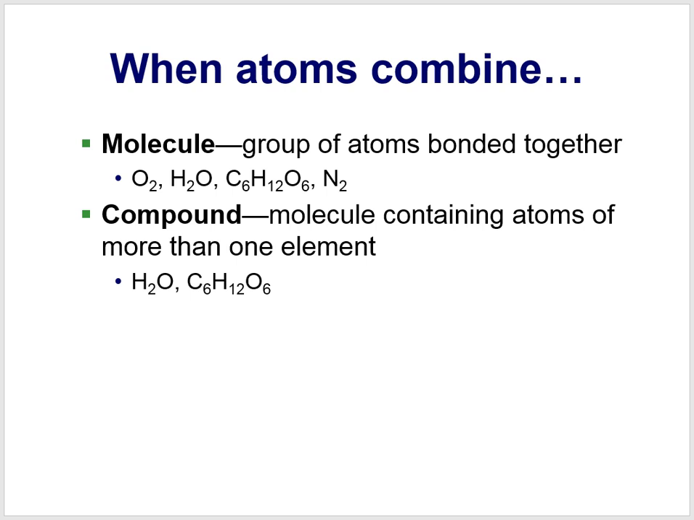A compound is a more specific term that means a molecule that has more than one type of element. So notice here you see water and you see glucose, but you don't see oxygen, because oxygen is not considered a compound. It only has one type of atom. It only has two oxygen atoms.